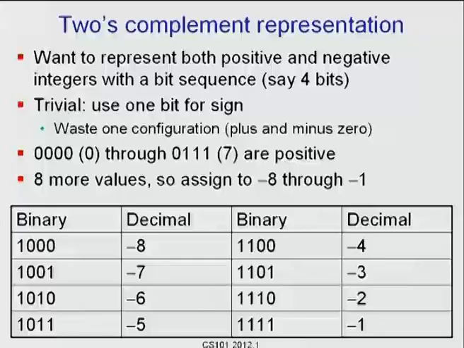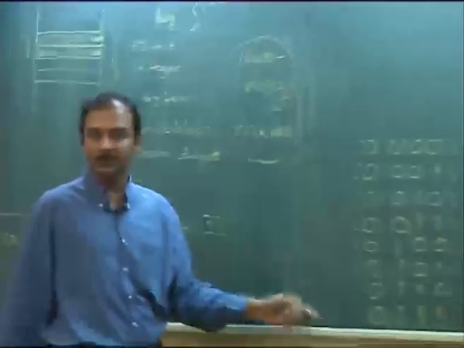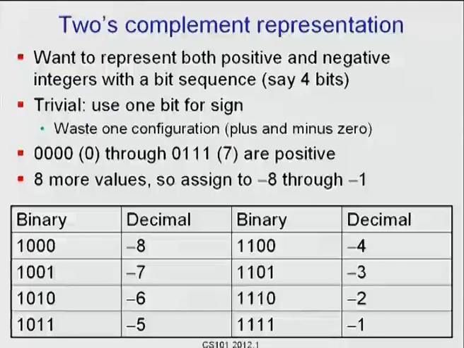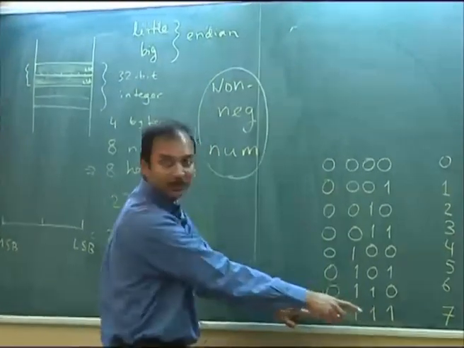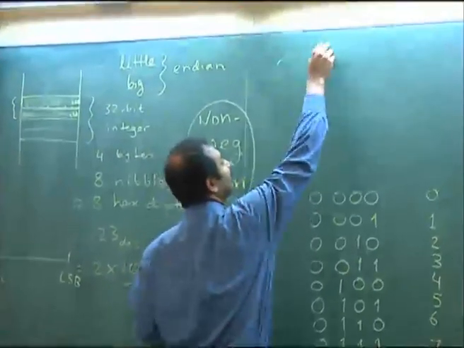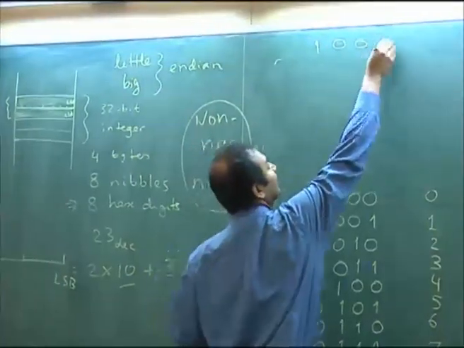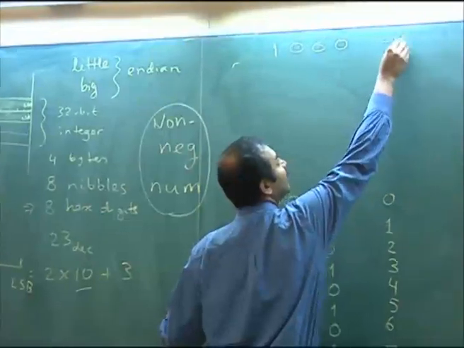Okay. And then I have 8 more values left, right? I have exhausted 8 values in the non-negative numbers. So I have 8 more values left. So what I do is we assign them between minus 8 through minus 1. And we do it in a particular way. We basically say if I clock this up 1 more, I would get 1, 0, 0, 0, right? I'll actually stick that right at the top, 1, 0, 0, 0, and call it minus 8.